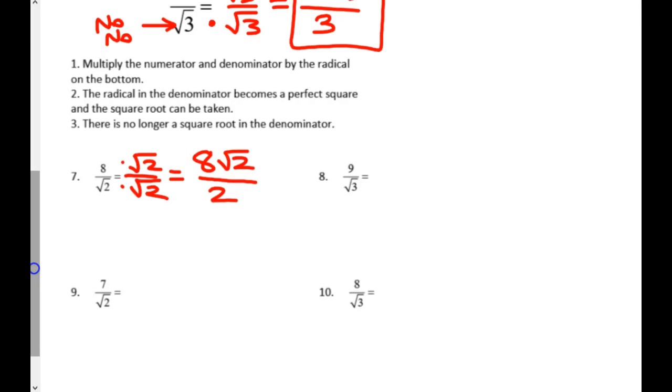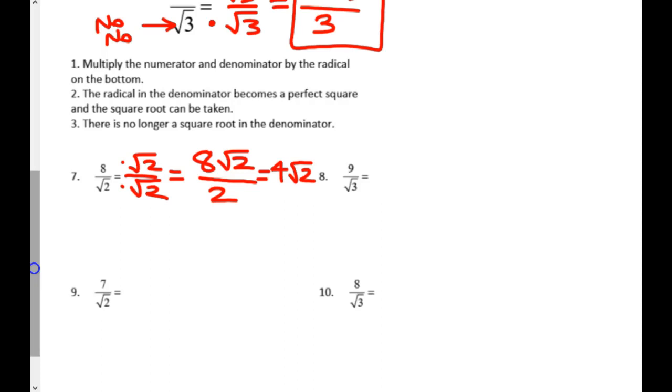All right, 8 over 2, that fraction, does it reduce? It does. What is 8 divided by 2? 4. So, this actually equals 4 square root of 2. Do you see how you might have extra steps involved where you need to reduce a fraction or reduce a square root?